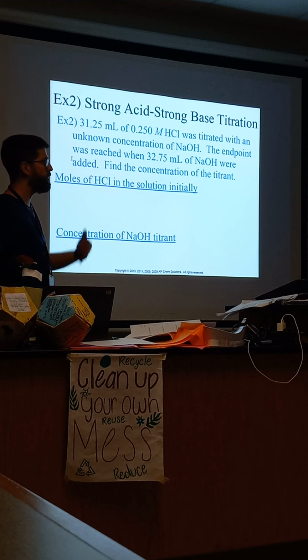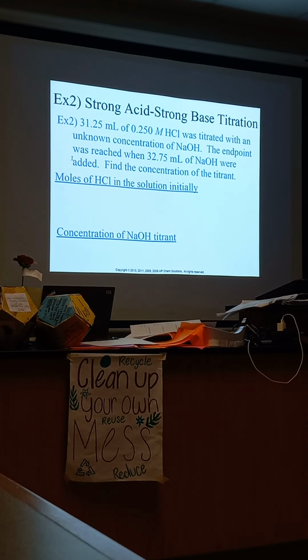Alright, so let's do an example here. 31.25 milliliters of 0.250 molar HCl was titrated with an unknown concentration of NaOH. The end point was reached when 32.75 milliliters of NaOH was added. Find the final concentration of the titrant.